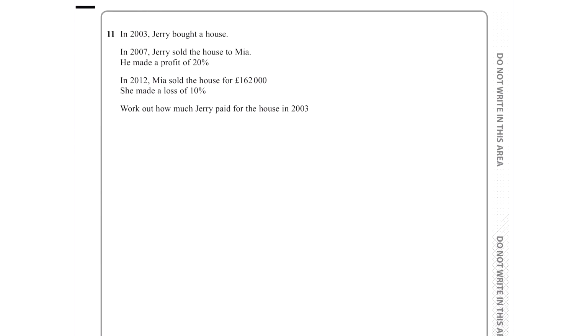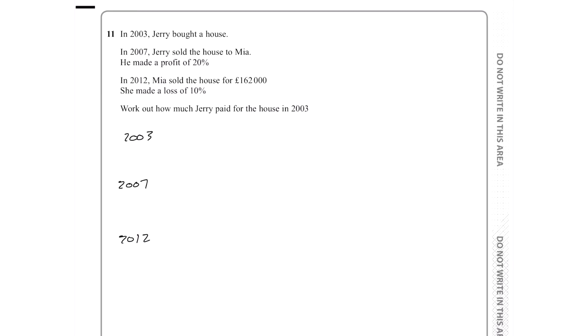So in 2003, Jerry bought a house. In 2007, Jerry sold the house to Mia. He made a profit of 20%. In 2012, Mia sold the house for $162,000. She made a loss of 10%. Work out how much Jerry paid for the house in 2003. So we have 2003, 2007, and we have 2012.